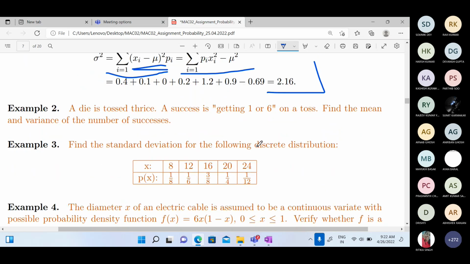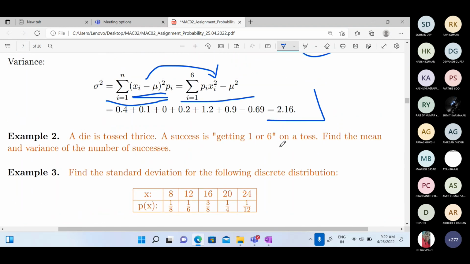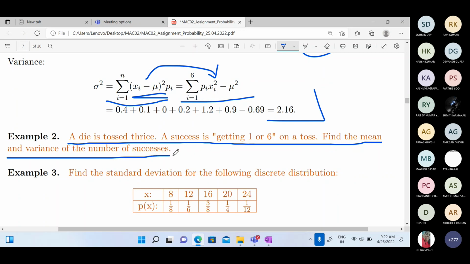Let me skip these things. Oh, this solution is not given. Can you do this one as early as possible? Only number 2, and I'm not going to more examples. Then we are going to the binomial distribution. You try to solve this one, just number 2. Sir, can the value of mean be negative?